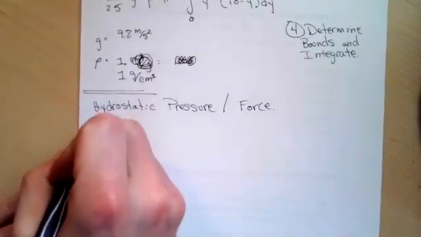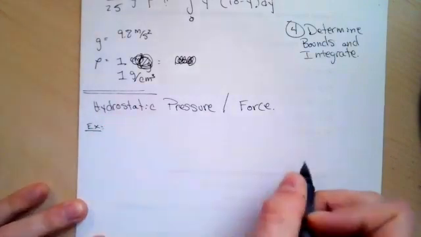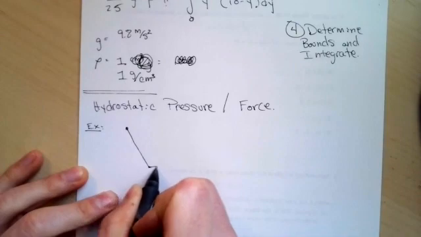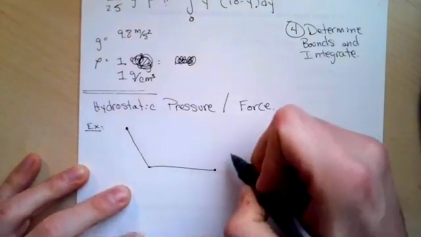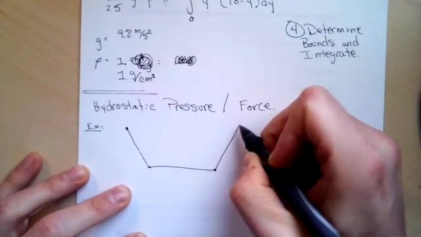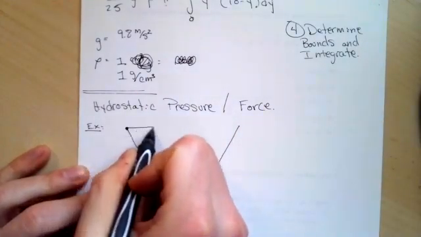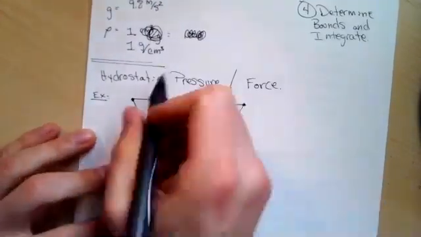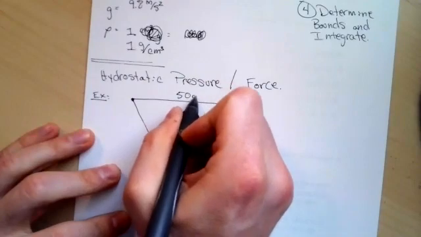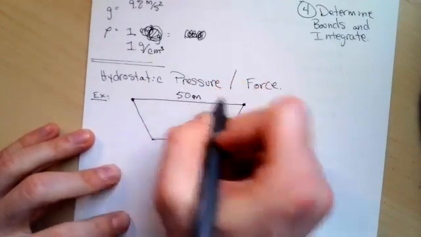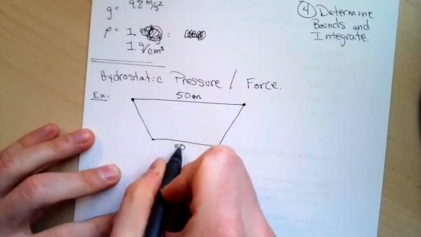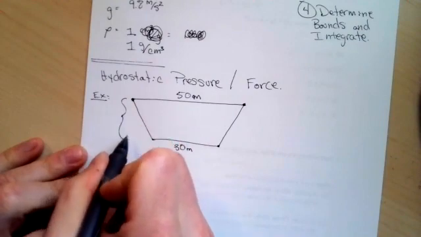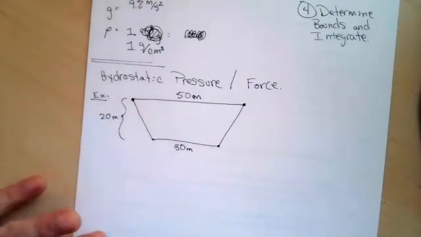Okay, so our example is going to be, we've got this trapezoidal dam that is 50 meters over 30 meters at the base, and a height of 20 meters.